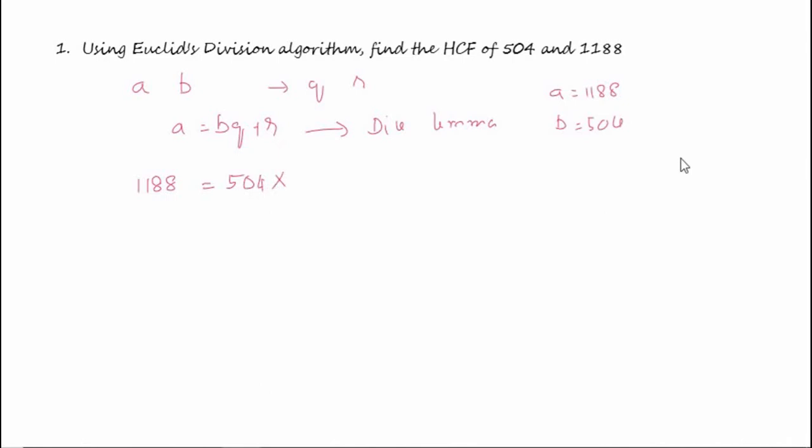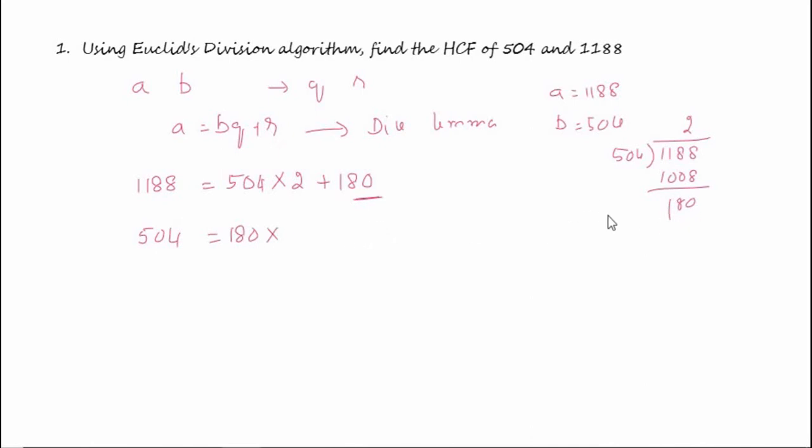So now we have to write this in Euclid's lemma, that is 1188 is equal to 504 into the quotient. Let us find the quotient. So 1188 divided by 504 will go 2 times, so 504 times 2 is 1008, and the difference is 180. So the quotient is 2 plus remainder 180. This is not 0, so 504 is not the HCF. So we have to get into the next step. So here 504 will come here, equal to, and 180 becomes the divisor now.